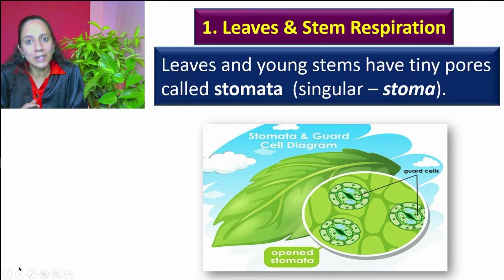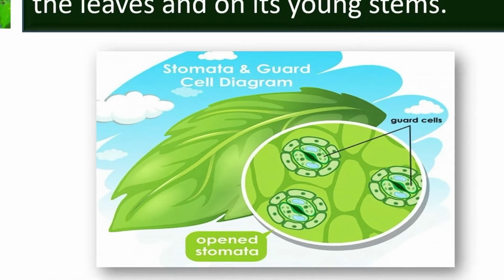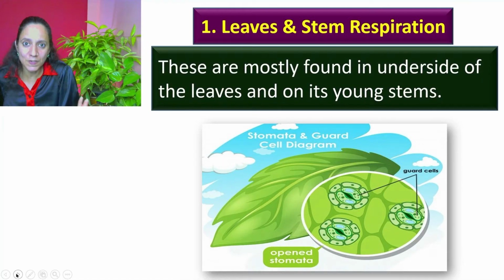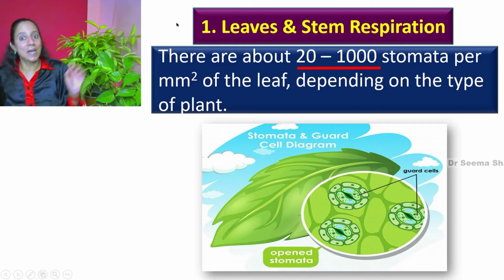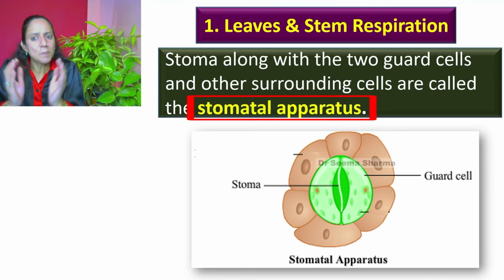The majority of the green leaves and the young and tender stems of the plant contain numerous tiny pores called stomata. In the majority of plants, they are present on the lower side of the leaf and they are also present in the young stems. So these stomata are very tiny pores and they help in exchange of gases. And you know how many approximately? There are roughly 20 to 1000 stomata per millimeter square of the leaf, depending upon the type of plant we are talking about. Stomata are minute pores, and those minute pores are guarded by some special cells.